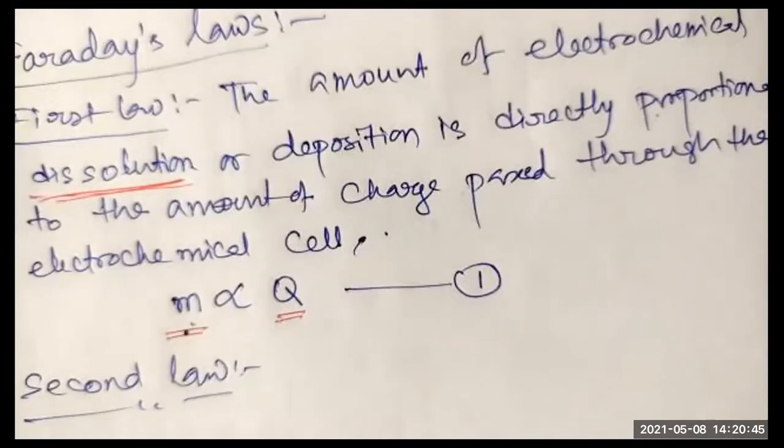Okay, now coming to the second law. So what is the second law? It states that the amount of material deposited or dissolved further depends on electrochemical equivalence. Remember, electrochemical equivalence of the material is again the ratio of atomic weight and valency. So let me write it down.